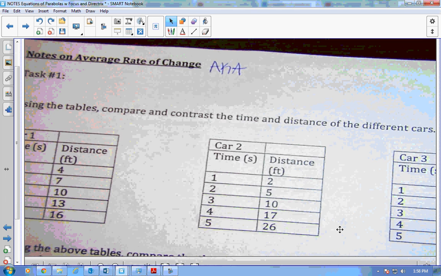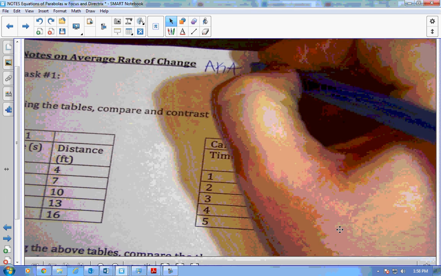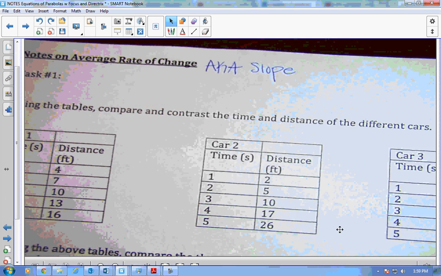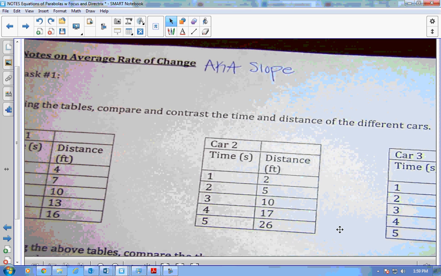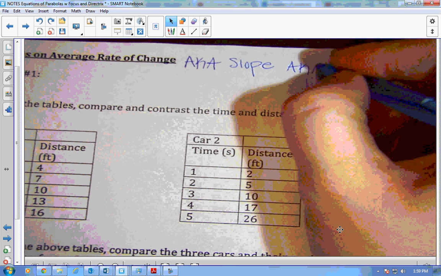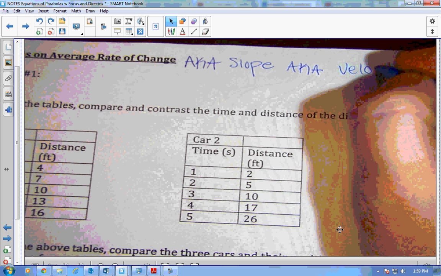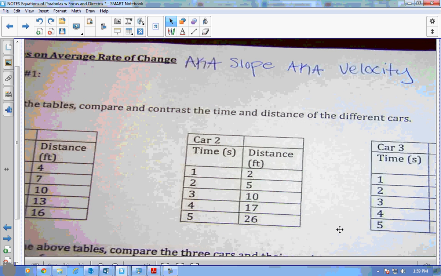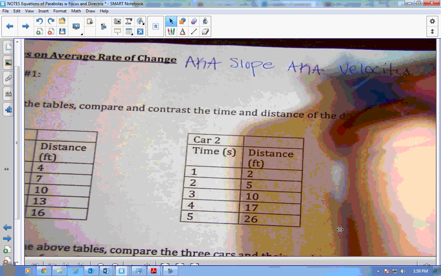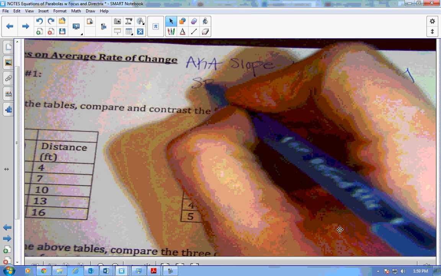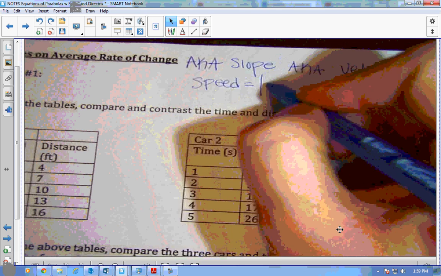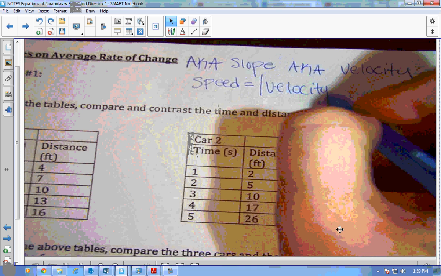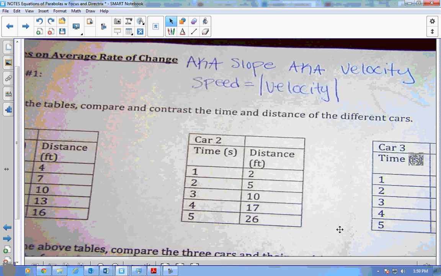Okay, AKA, also known as slope. Okay? AKA velocity. Velocity has a relationship to speed. Speed equals the absolute value of velocity. Because can you drive negative 55 miles per hour? In reverse. But aren't you still going positive even if you're going in reverse? If you're reversing at 55 miles per hour, that's crazy.